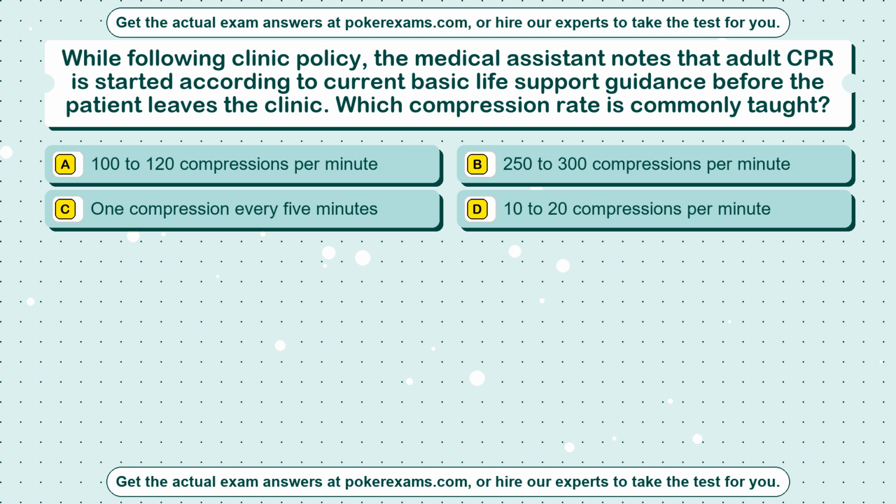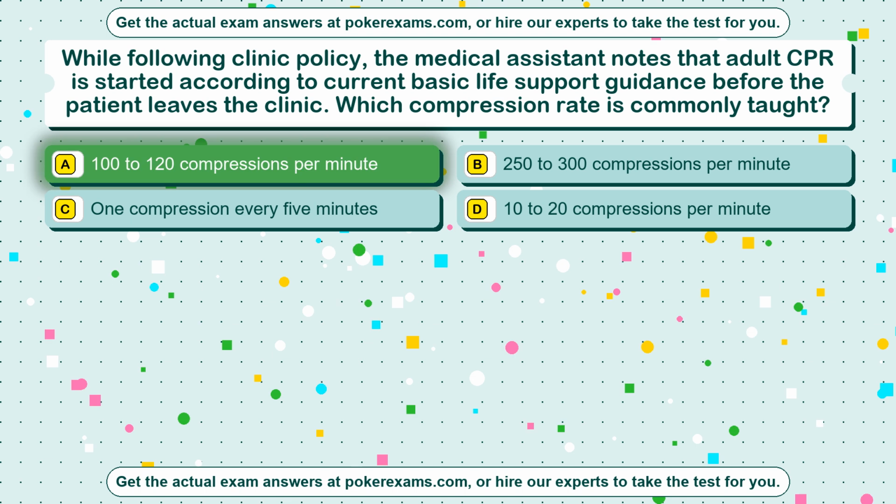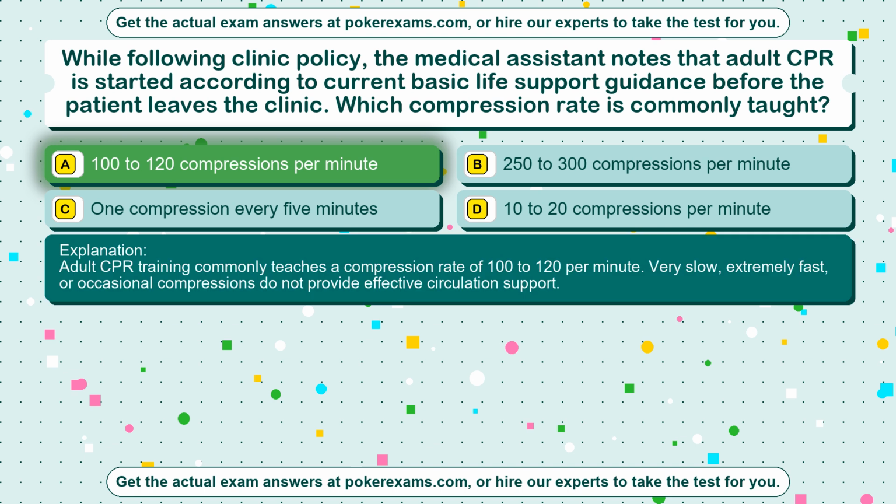Option D, 10 to 20 compressions per minute. The correct answer is option A, 100 to 120 compressions per minute. Adult CPR training commonly teaches a compression rate of 100 to 120 per minute. Very slow, extremely fast, or occasional compressions do not provide effective circulation support.